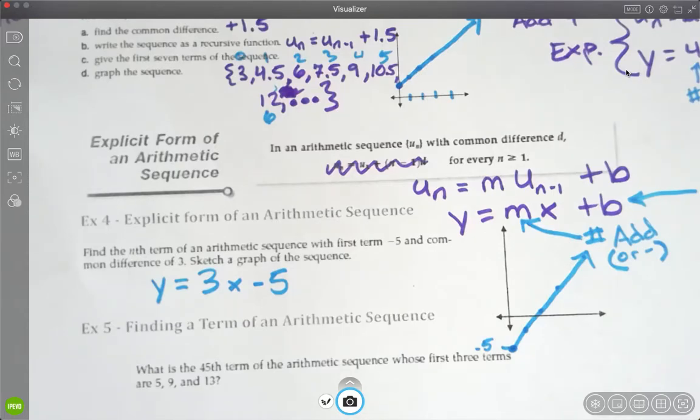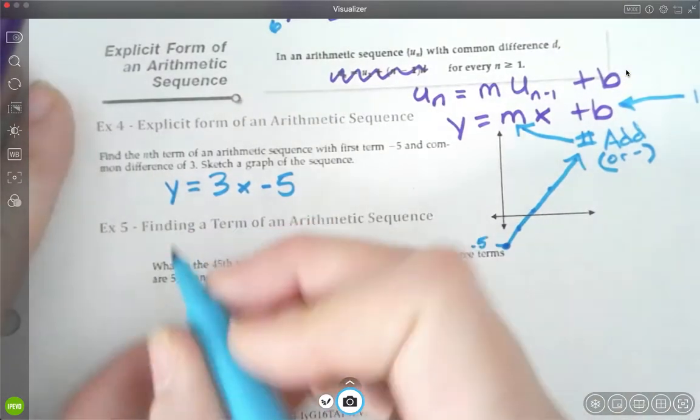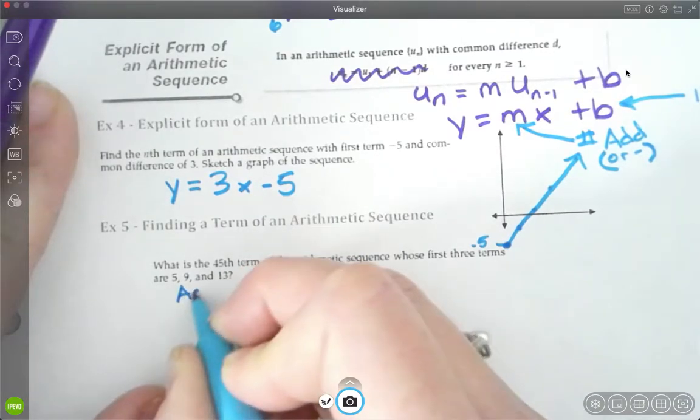All right, now, example 5. They want us to find the 45th term. That's a lot. I don't want to list all those out, right? So what I'm going to do is make the explicit formula. I don't want recursive. Recursive, I have to know the 44th and the 43rd and the 42nd and the 41st. I want the explicit formula. And the first 3 terms are 5, 9, 13. Is there a pattern of 5, 9, 13? You are +4, right? So you are adding 4.